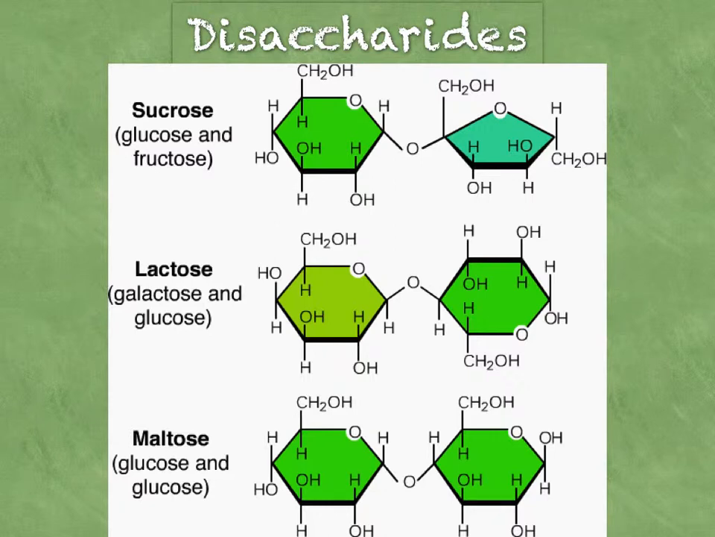Lactose is formed of galactose and glucose. You find that in milk. Maltose is formed of 2 glucose molecules, and you can find that in more complicated saccharides, which are going to be broken down, and also in malt sugar.